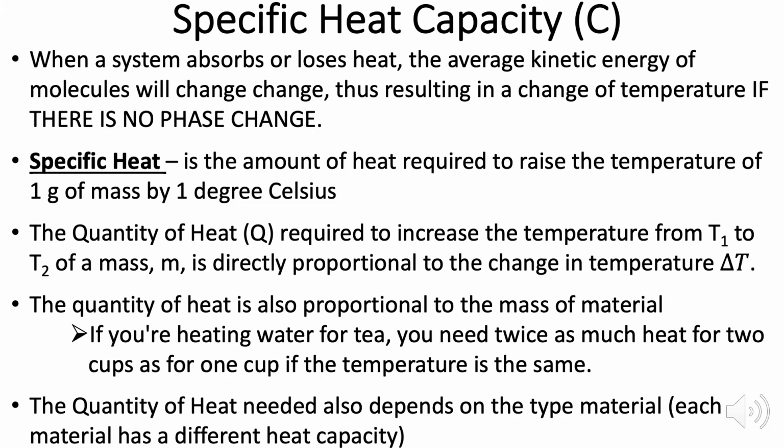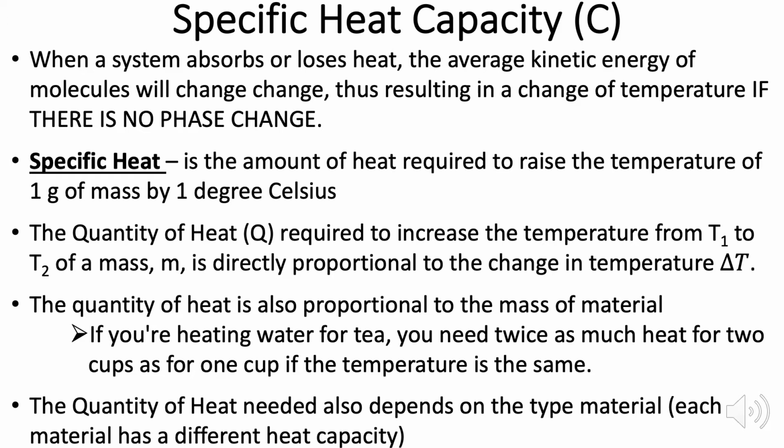Now let's talk a little bit about specific heat capacity, known as C. When a system absorbs or loses heat, the average kinetic energy of the molecules will change. So the speed of the molecules is going to change when you add or take away heat, resulting in a change of temperature if there is no phase change.